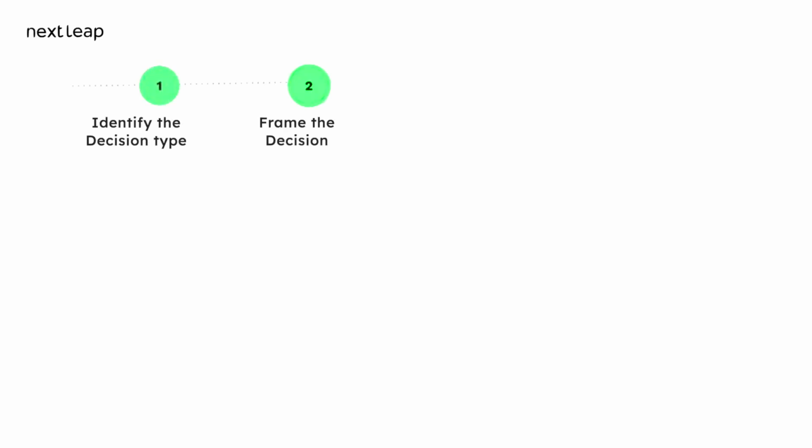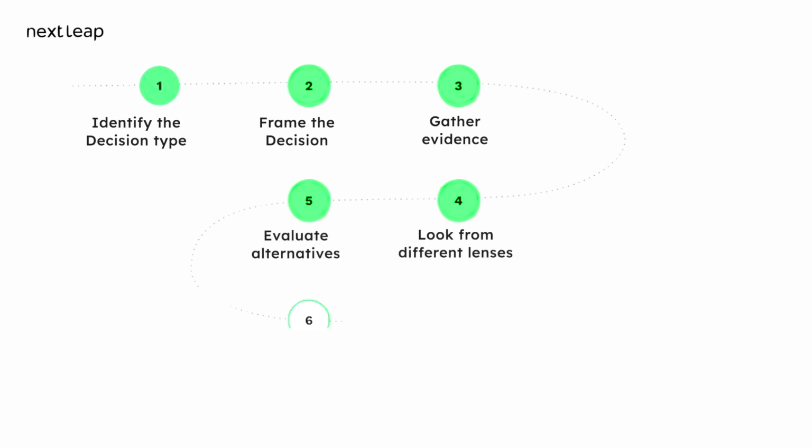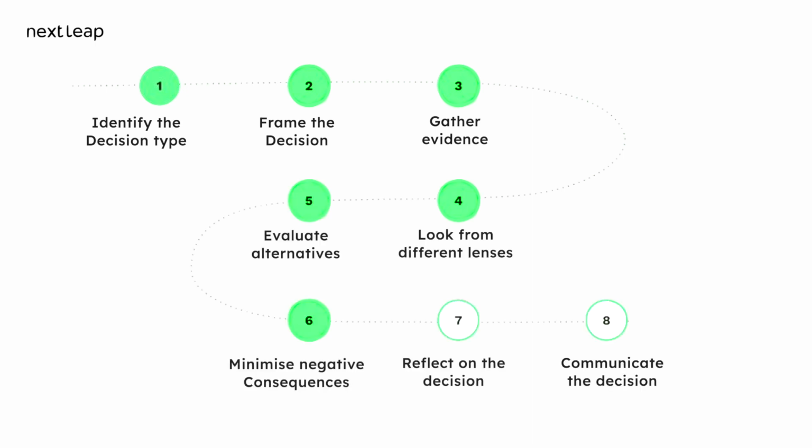So once again, very warm welcome. So this is where we are at now. We started off with the 8 steps in the decision-making process: identifying the decision type through the decision matrix, framing the decision, gathering the evidence using the looking forward, reasoning backward approach, looking from the different lenses, and evaluating different alternatives that we talked about, right? Next, we are going to be talking about how to minimize negative consequences. So let's go deeper into inversion thinking, right?